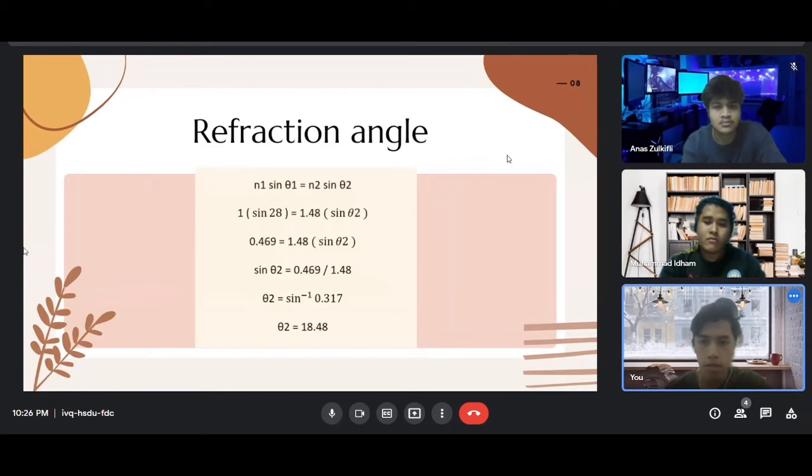And then for the answer for the refraction angle, we need to take the inverse sine of the divided answer, which is 0.317, and then the answer for angle θ2 is 18.48.